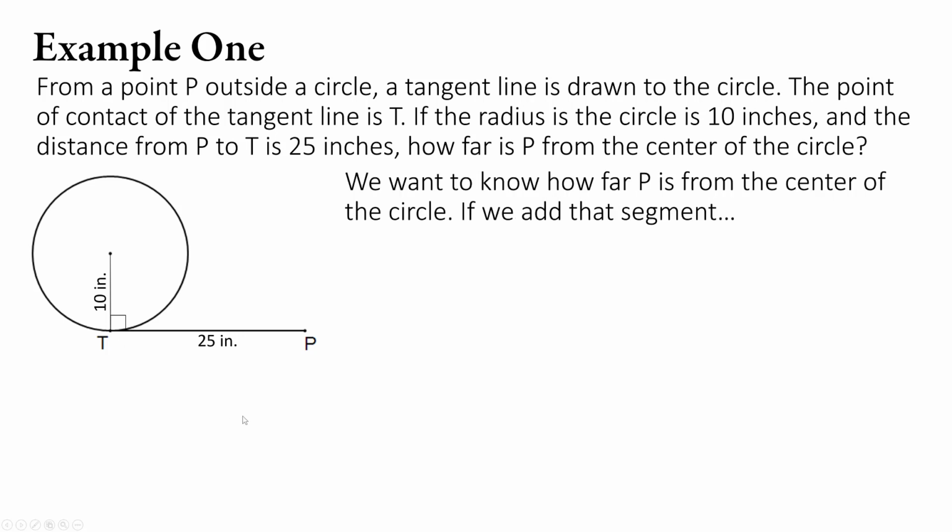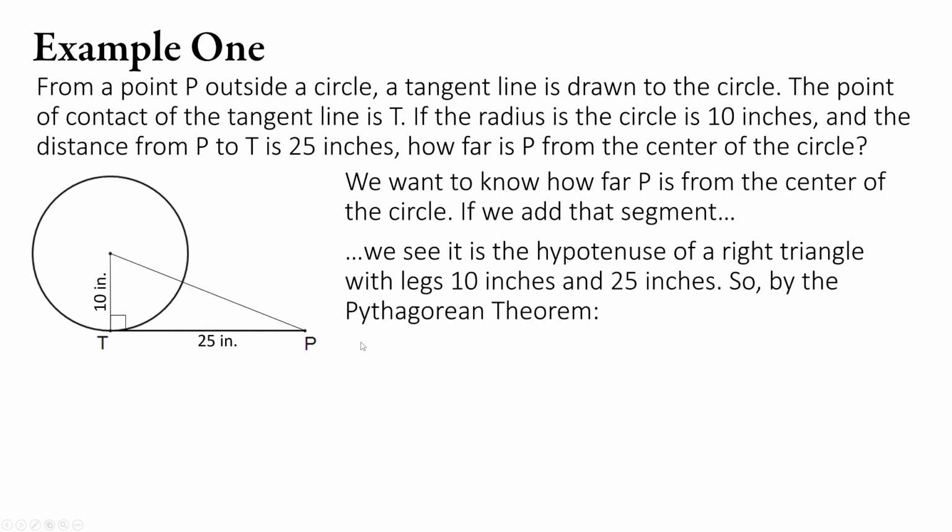Now, what's the question asking for? How far is P from the center of the circle? So that's P to the center of the circle. Let's add that segment in. Here we go. And this looks like we formed a right triangle. And our unknown is the hypotenuse of that right triangle. So we'll use the Pythagorean theorem.